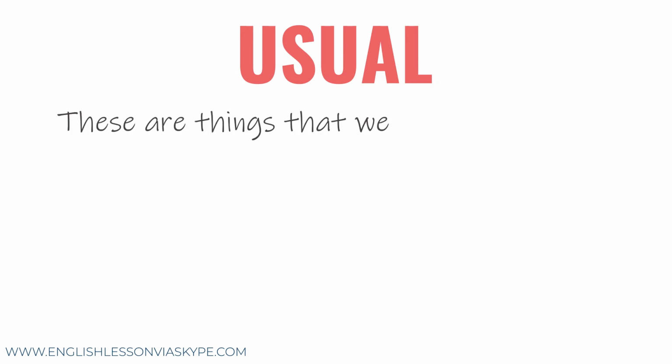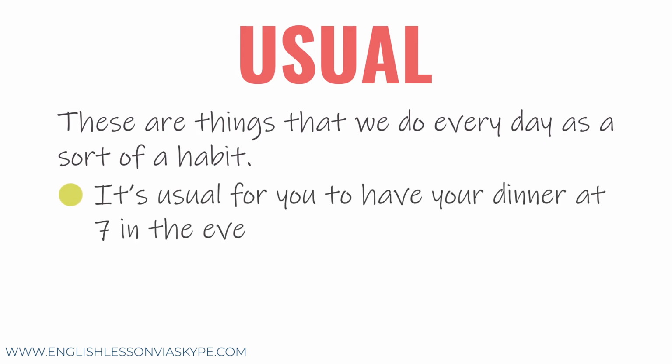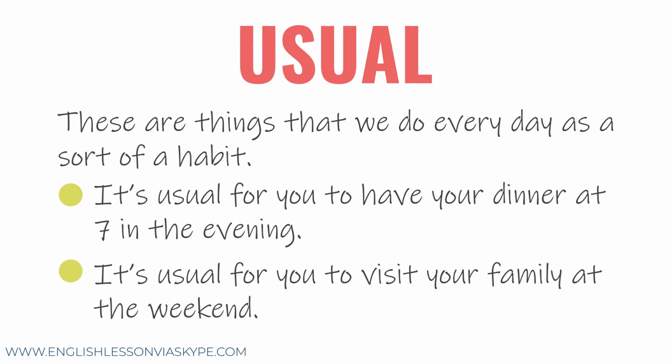These are things that we do every day as a sort of habit, something that is established as part of our routine. So it's usual for you to have your dinner at 7 in the evening. It's usual for you to visit your family at the weekend if you don't live at home. It's usual for you to walk the dog before you go to the office or university, or before you go to bed in the evening. Okay, so usual, an everyday habit, an everyday event.